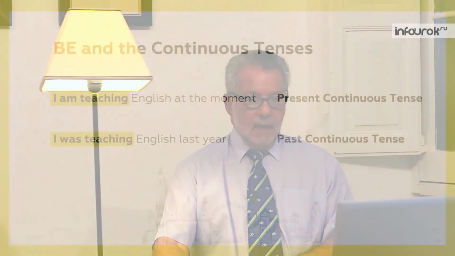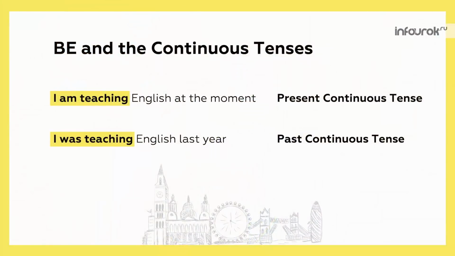Now, let's look at some examples with the verb to be and the continuous tenses. I am teaching English at the moment. This is the present continuous tense. I am teaching English at the moment. This is a tense which is used to describe actions which are happening now or at this moment.